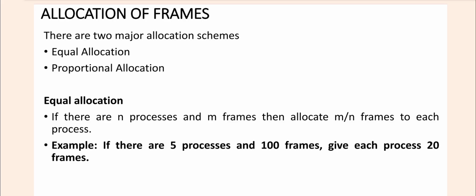How many frames are available? 100 frames. So 100 divided by 5 is 20. So 20 frames are allocated to each process. This is called equal allocation. So equal allocation means what? Every process gets an equal number of frames.